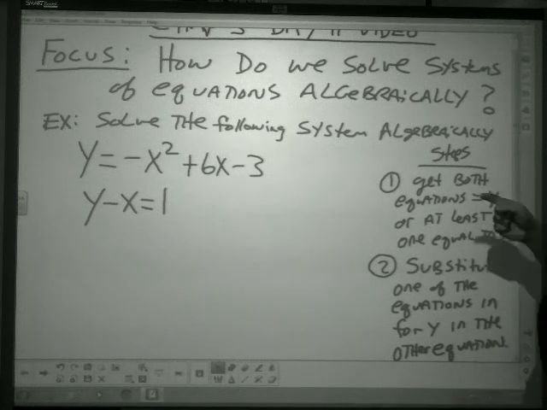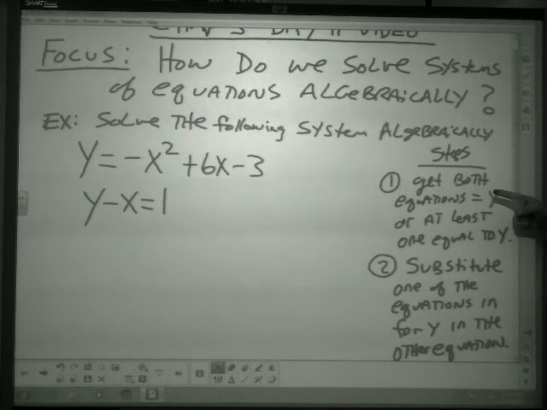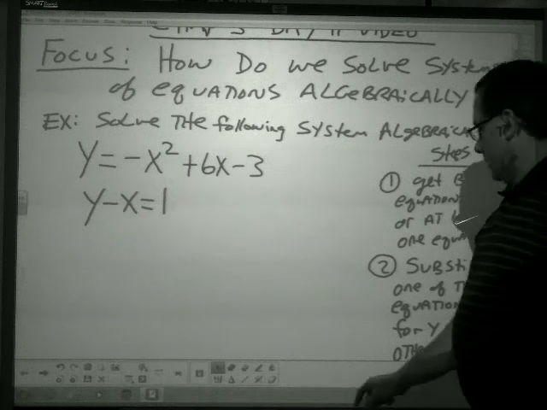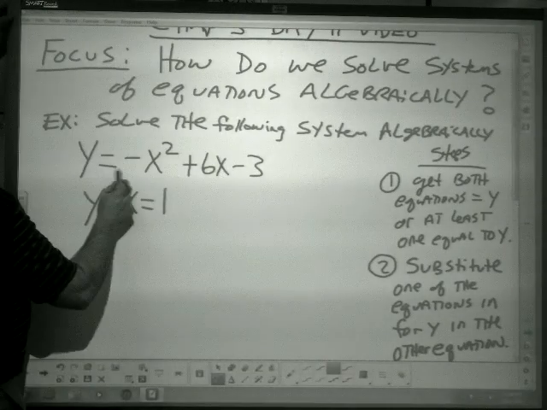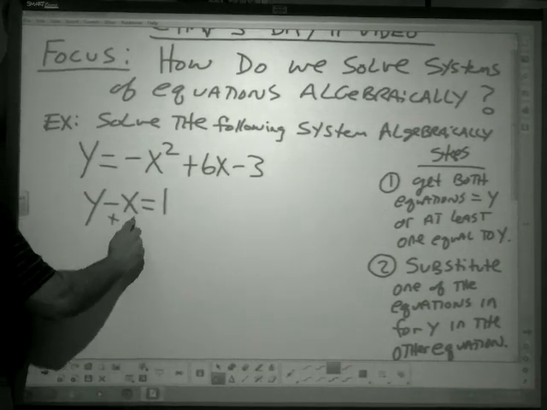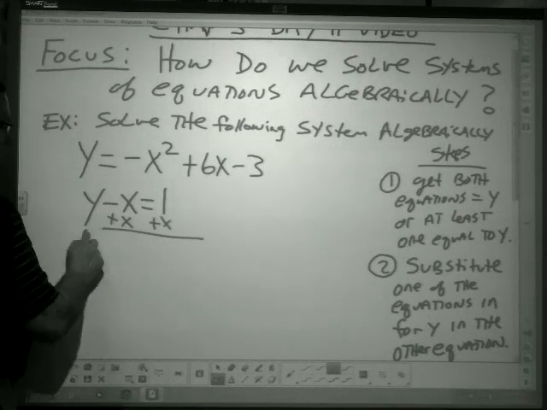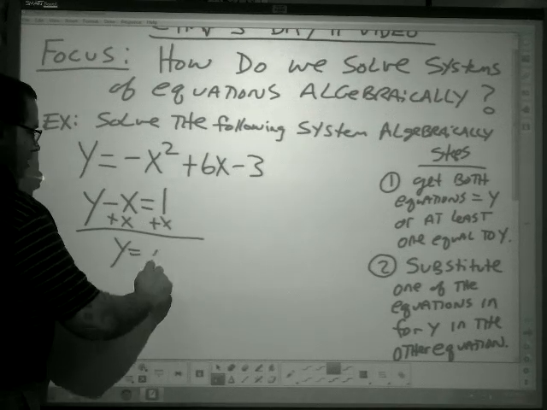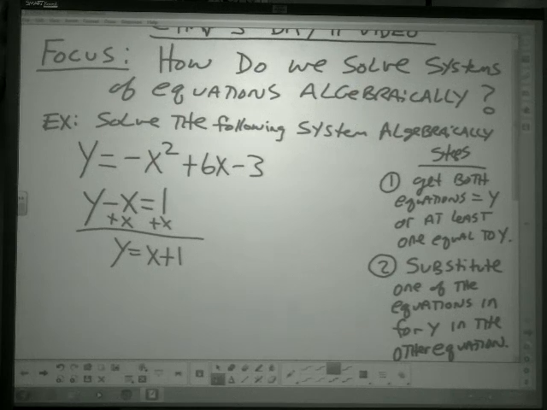Okay? So the first thing, get both equations equal to y. If not, get at least one of them equal to y. But if you can, get both of them equal to y. So this one is equal to y. All I have to do here is add an x. And y would equal x plus 1.